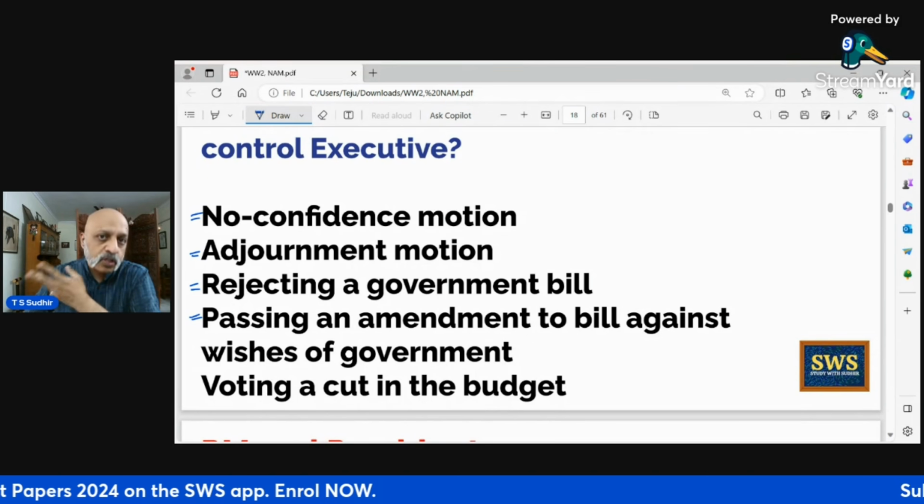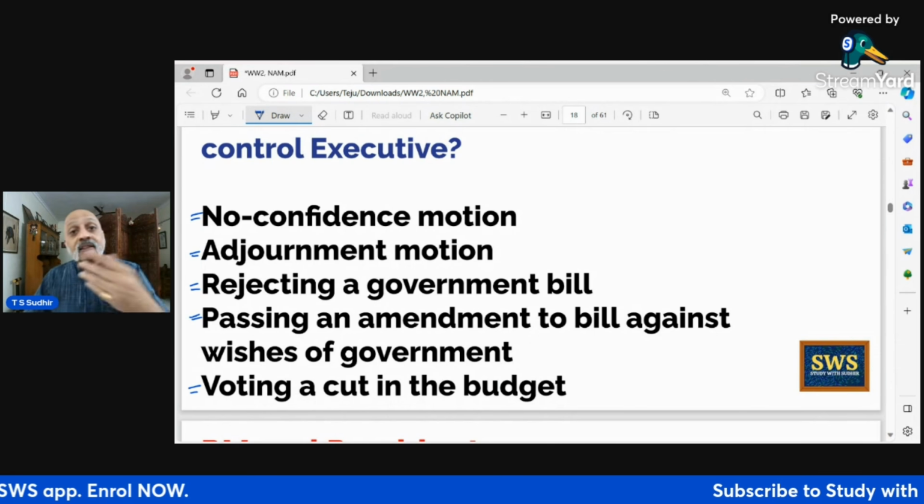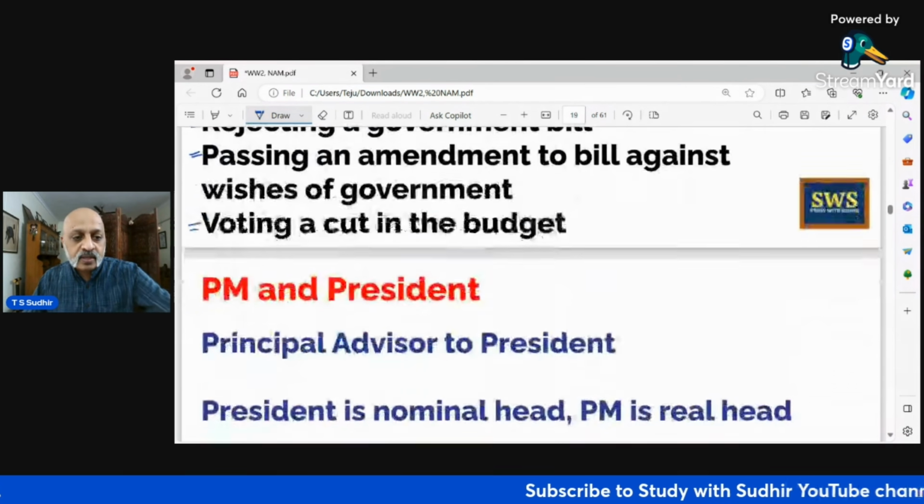Okay, you may be in power with the Lok Sabha, obviously, or voting for a cut in the budget. Okay, finance bill, money bill वगैरह में इस तरह से कुछ हो गया तो.